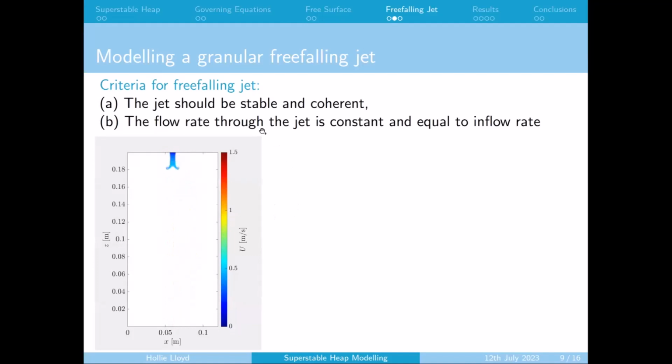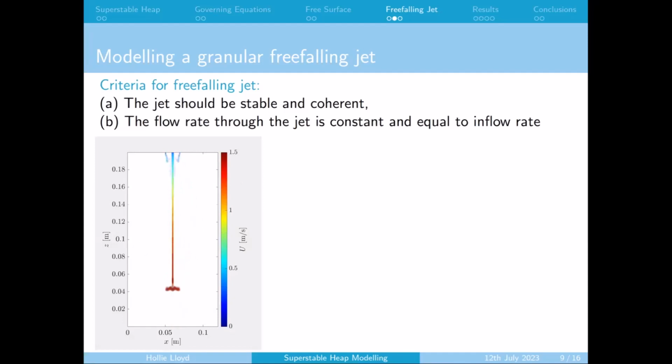And this is essentially because in our governing equations, we're modeling our granular material as an incompressible material. So as this jet falls and accelerates, it accelerates in order to conserve that flow rate. And then that means that it becomes so narrow that it's going to require a really high grid resolution to resolve. And also it can become destabilized by the surrounding air. So that's not really helpful to us.